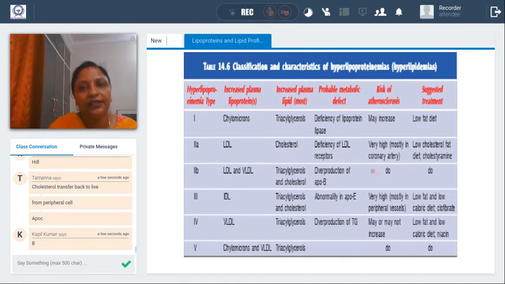These are the metabolic defects. These are the risks of atherosclerosis. It may increase very high in 2A, very high, mostly in coronary artery. Very high here, mostly in peripheral tissue. And this is the suggested treatment: low fat diet, low cholesterol and low fat diet, low fat and low caloric diet.